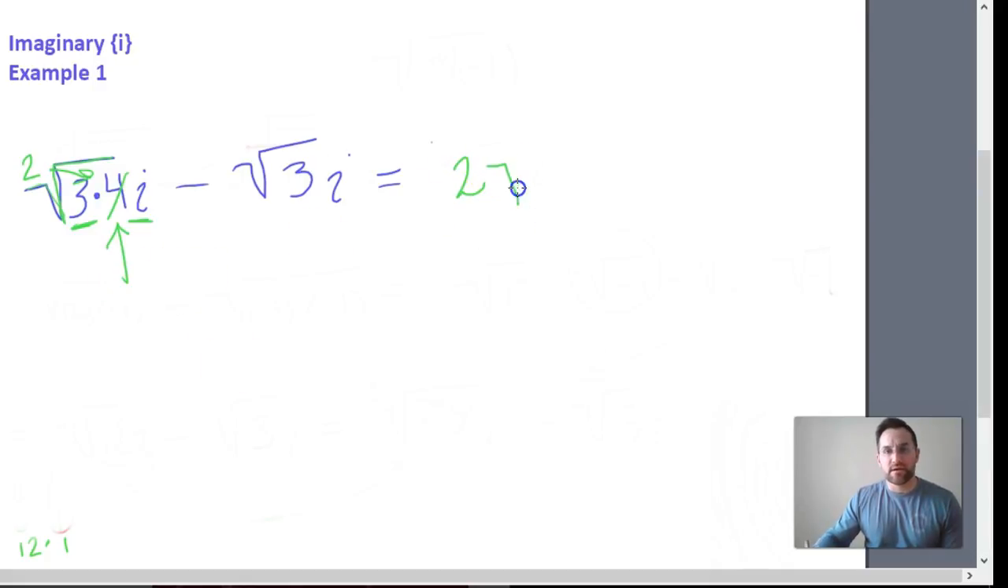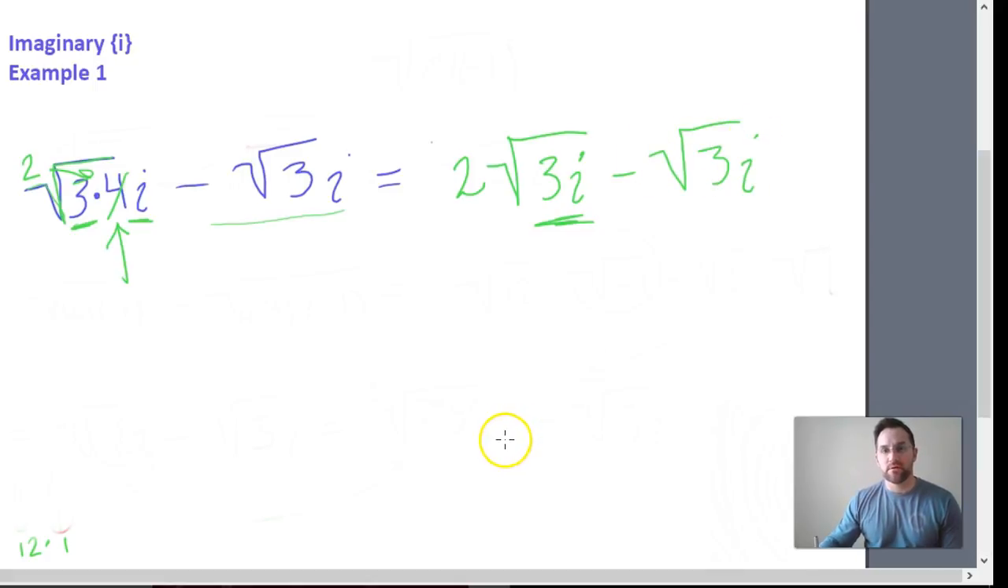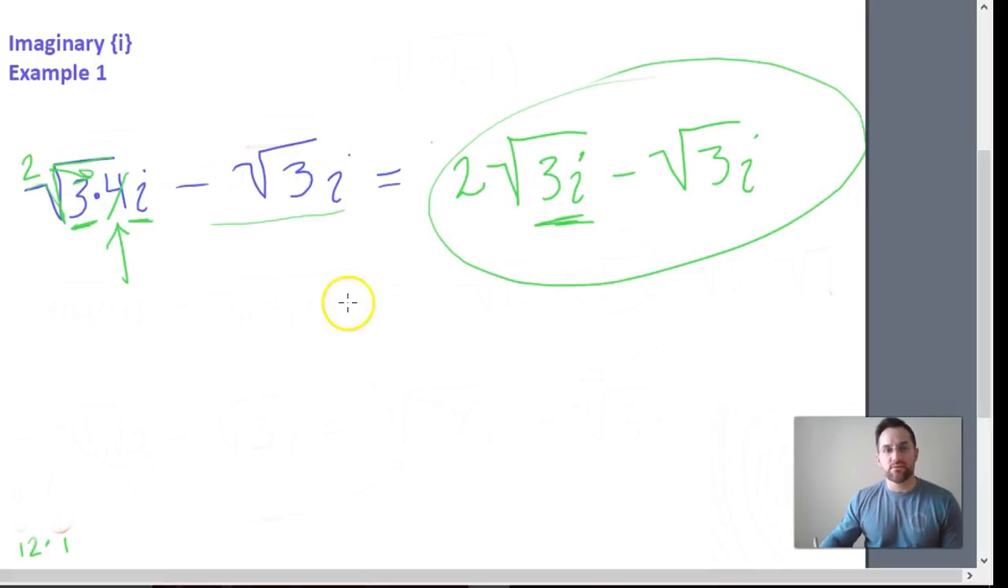So now we have the square root of 3 i. That's what's left in the radical right there. Okay, minus, can't do anything here, again 3 is prime, so we have square root 3 i, okay? So this is where we're at right now, and we could stop right here, I suppose, but looks like we can do some more simplification. So we're going to write this down here, 2 times square root 3 i, negative square root 3 i.